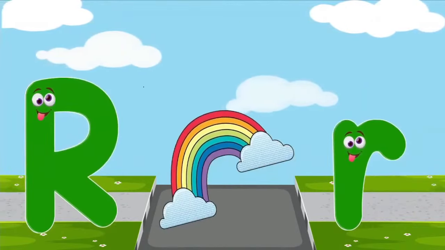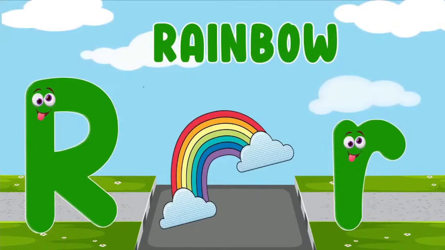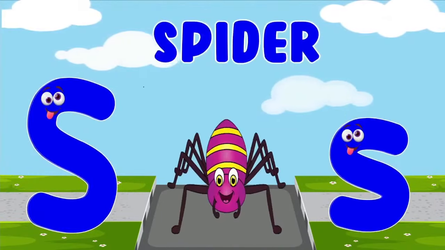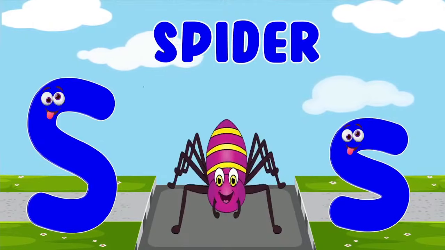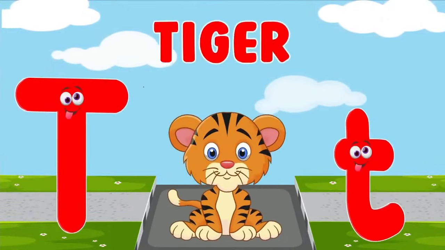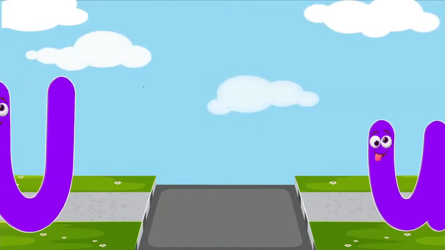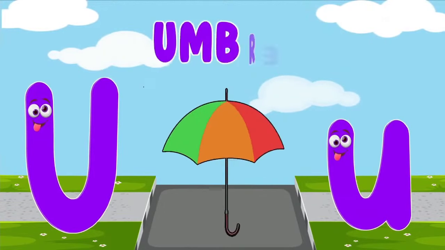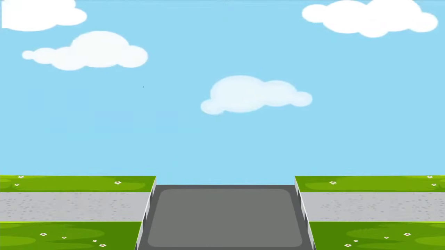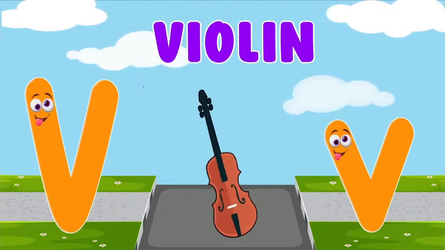R is for rainbow, r, r, rainbow. S is for spider, s, s, spider. T is for tiger, t, t, tiger. U is for umbrella. V is for violin, v, v, violin.